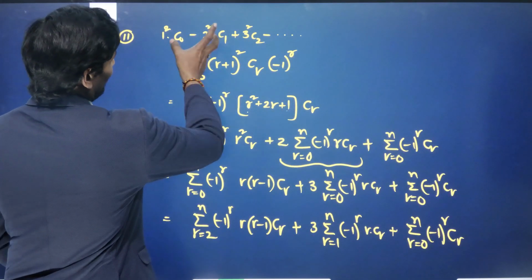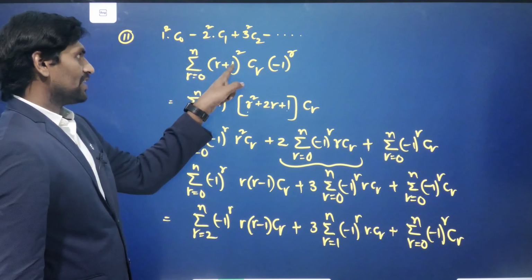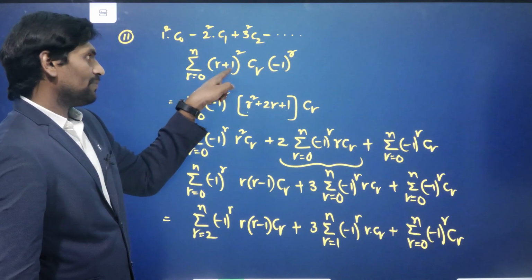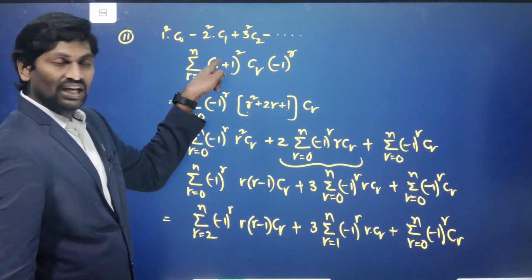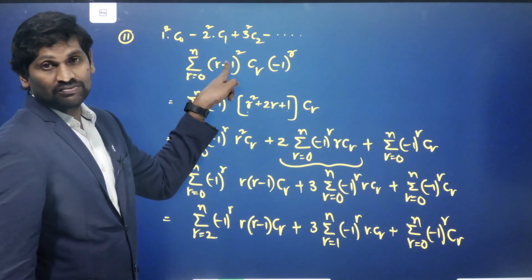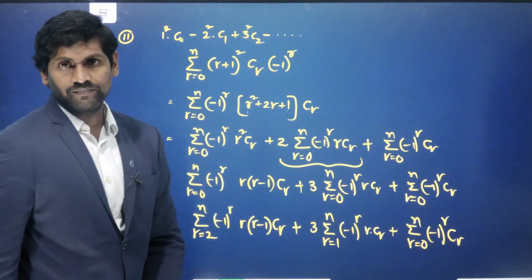First one, I am just trying to express it in sigma values: r equal to 0 to n, (r plus 1) whole square. To get those 1 square, 2 square, 3 square values, I am writing (r plus 1) whole square. That means if you take r value 0, 0 plus 1, 1 square. R value 1, 1 plus 1, 2 square, like this, times minus 1 power r, because alternate symbols are negative.